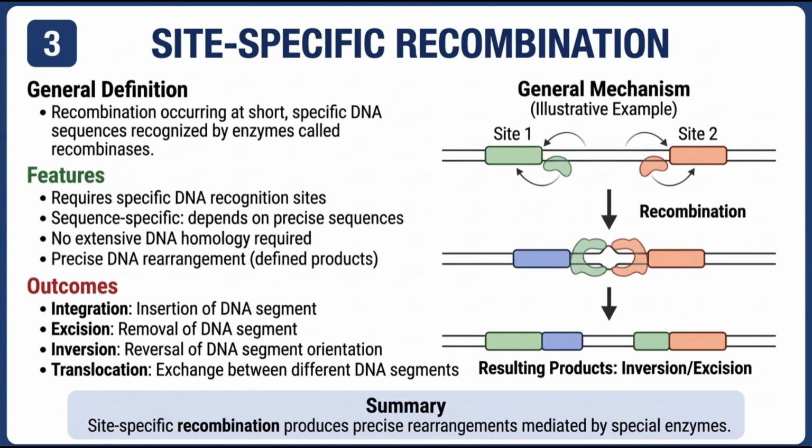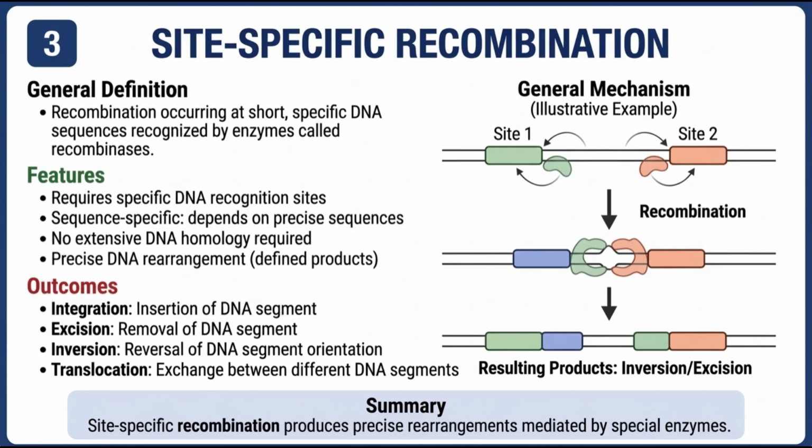Site-specific recombination. Site-specific recombination occurs at short defined DNA sequences called recombination sites. Unlike homologous recombination, it does not require long homologous regions. Specialized enzymes called recombinases recognize these sites and catalyze DNA rearrangement. The process is highly precise and sequence-specific. Major outcomes include integration of DNA, excision, inversion, and translocation.